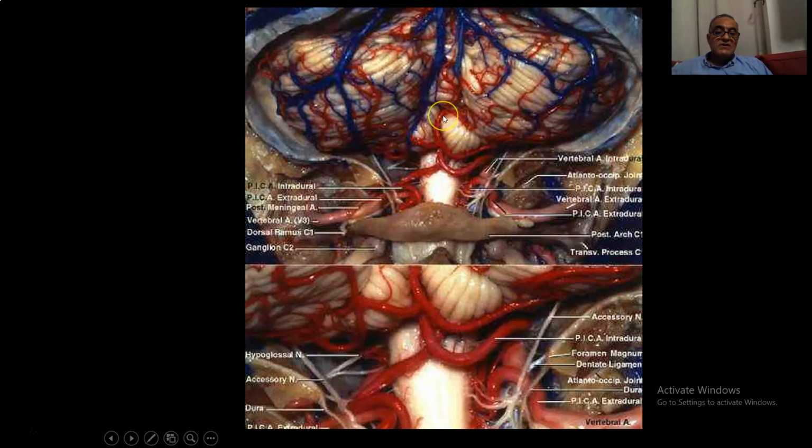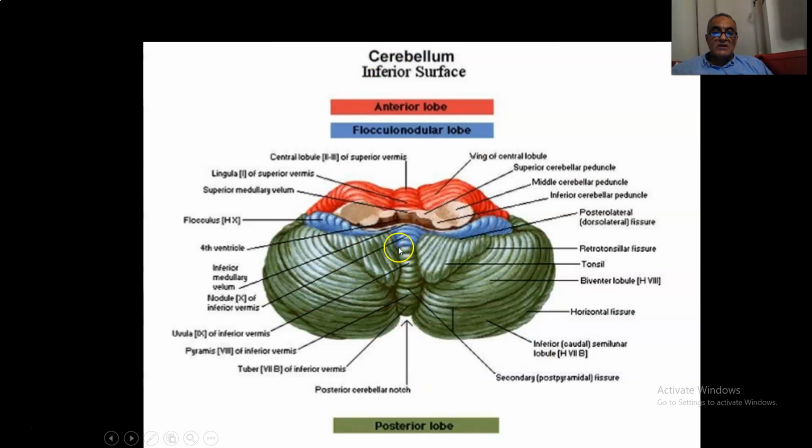This is a real anatomical view of the cerebellum after suboccipital approach and removing the dura. This is the transverse sinus, to show you the arterial supply and the venous drainage of the cerebellum. And this is a magnified view showing the PICA arising from the vertebral artery and supplying the posterior inferior surface of the cerebellum. This is the inferior surface of the cerebellum.